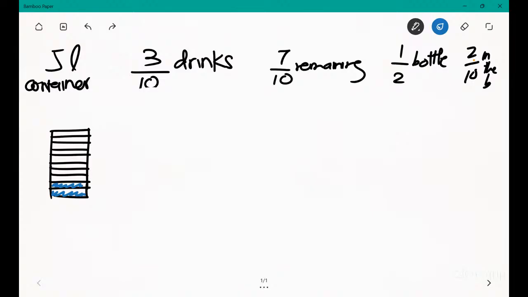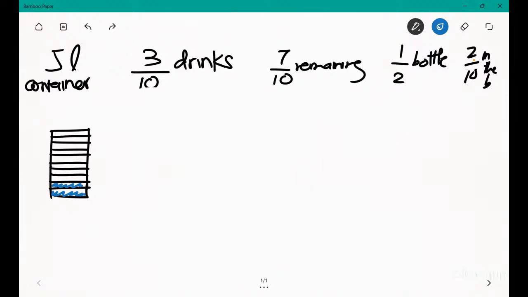So remember to read all of these questions very clearly and slowly if you have to. Don't be in a hurry. Okay, so they're saying first we are going to pour a certain fraction to make the fraction here as half of the capacity.